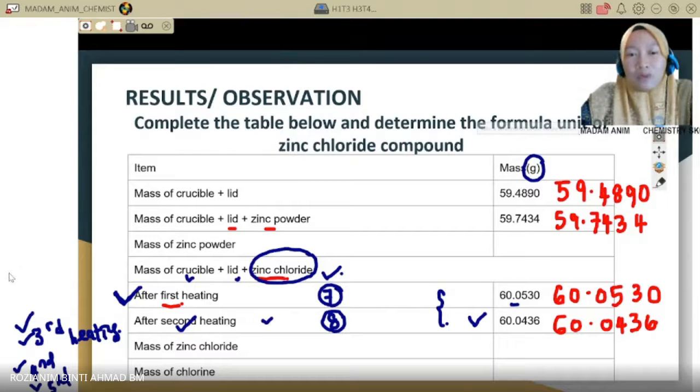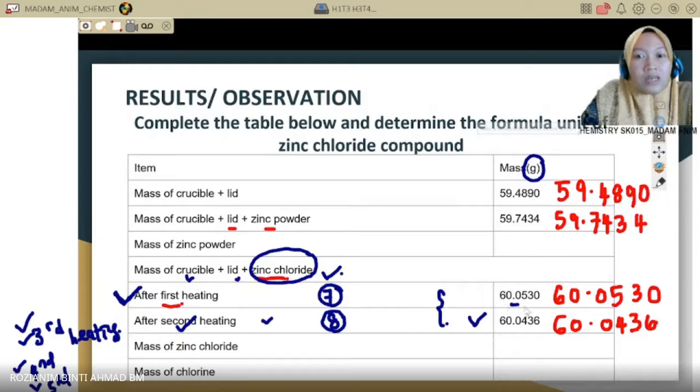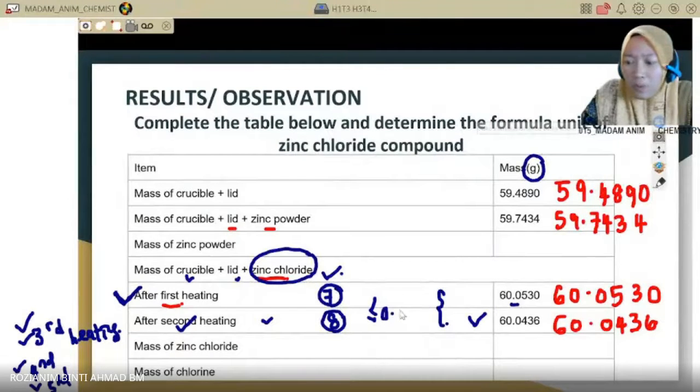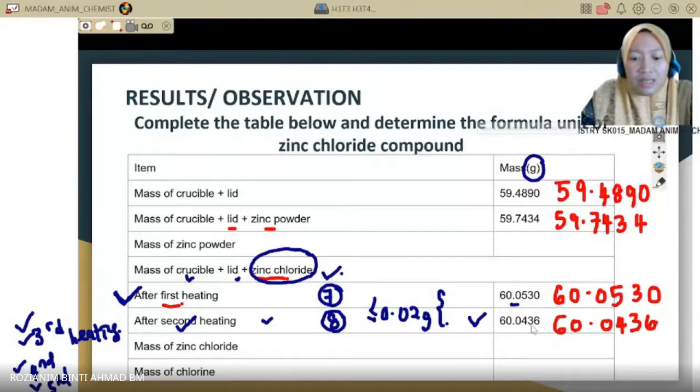Bila saya check almost student pre-lab, dia hanya berhenti sampai heating, dah. Itu je. Tak ada target. So, bila you dapat two differences of the data, what should you do? You must minus the two data together to make sure the differences between them not less than 0.02 gram. Okay, right now, Tan Ying Yi, tolong saya kira berapa perbezaan dua data ini, first and second heating.